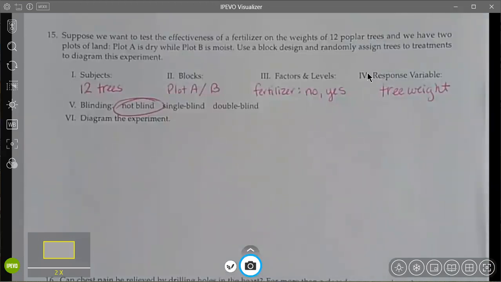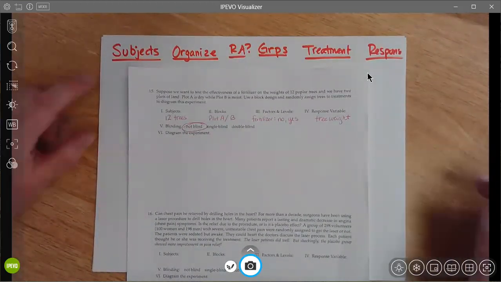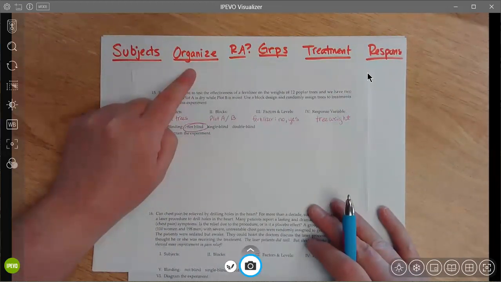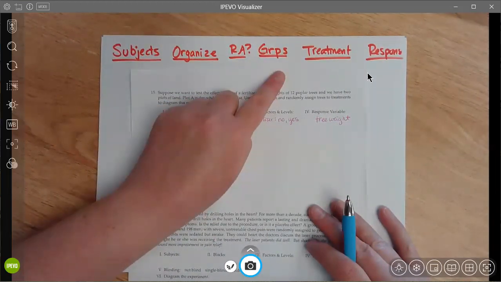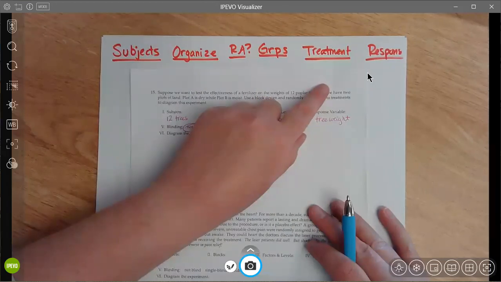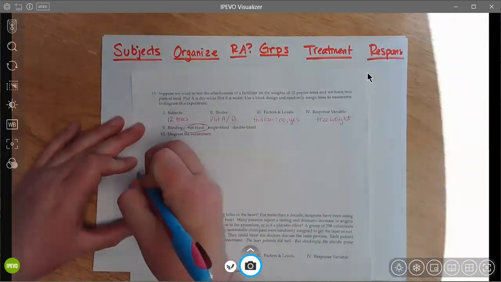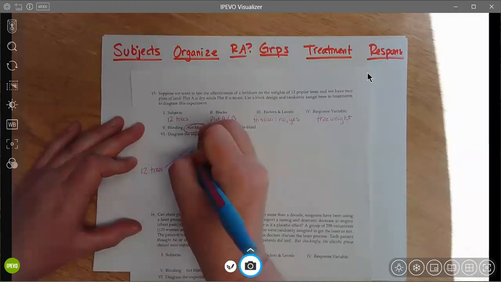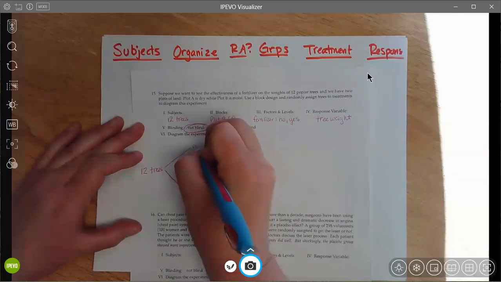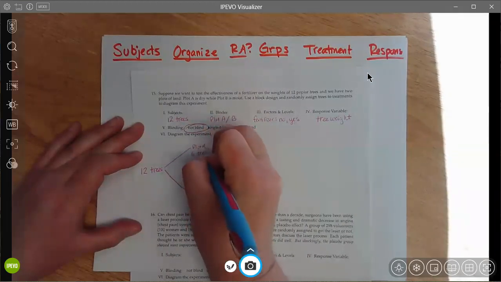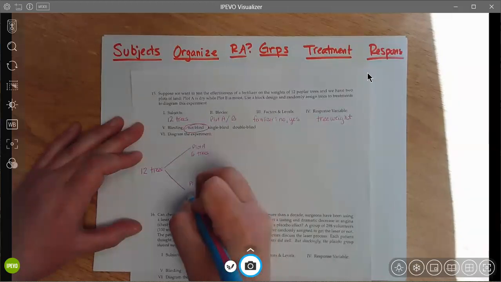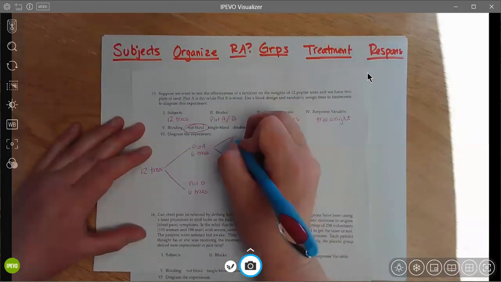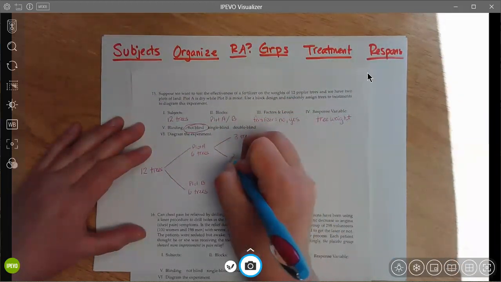All right, so let's diagram this. Our categories are our subjects, and then if there's an organizational component like these blocks or matched pairs, where they randomly assign to the groups, so how many people or objects are in each group, the treatment, and then the response variable. So we'll start with our 12 trees as our subjects. We're going to split those into two blocks. So we have plot A with 6 trees and plot B with 6 trees. And then we're going to split these into two groups of 3. So I have 3 trees in each one of these.